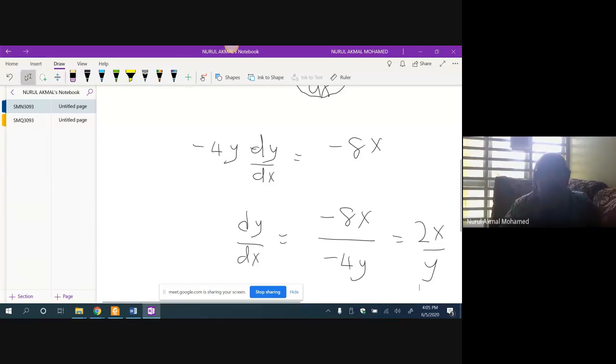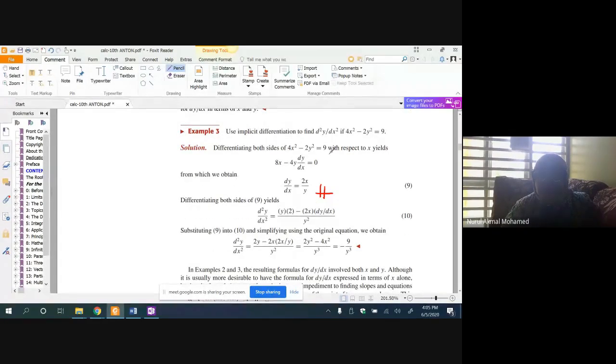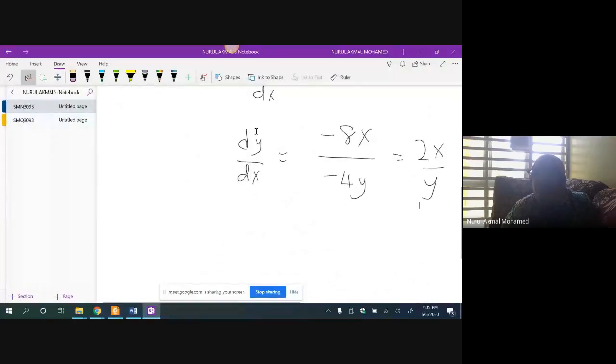Okay, so the answer is negative 2x divided by y. Okay, so this is the answer. But what does the question ask you for? The second derivative. We have to find the second derivative of y with respect to x. Okay? So we already have dy dx, which is this one.